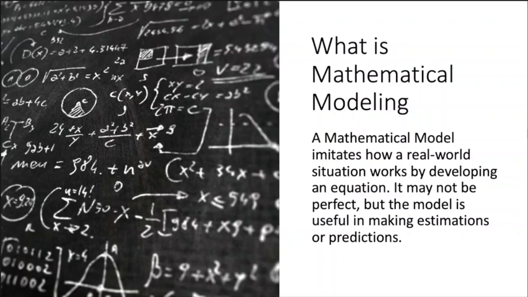So in this lesson, we are going to discuss mathematical modeling. And a mathematical model imitates how a real-world situation works by developing an equation. And it may not fit exactly and be perfect, but the model can be useful in making estimations or predictions. So when you model, you're basically coming up with an equation that resembles the situation.